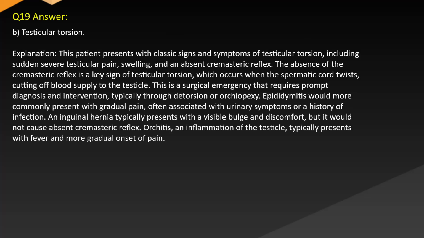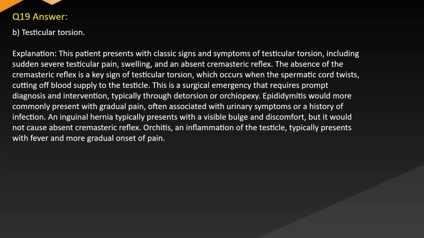Answer: B. Testicular torsion. Explanation: this patient presents with classic signs and symptoms of testicular torsion, including sudden severe testicular pain, swelling, and an absent cremasteric reflex. The absence of the cremasteric reflex is a key sign of testicular torsion, which occurs when the spermatic cord twists, cutting off blood supply to the testicle.